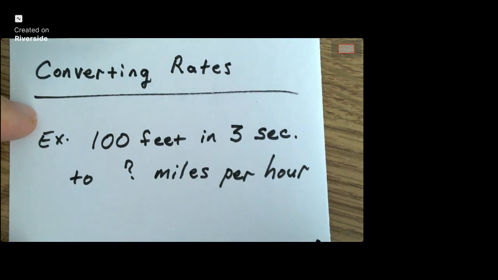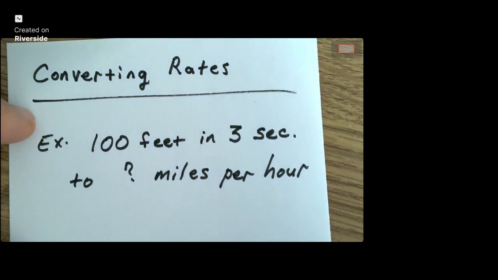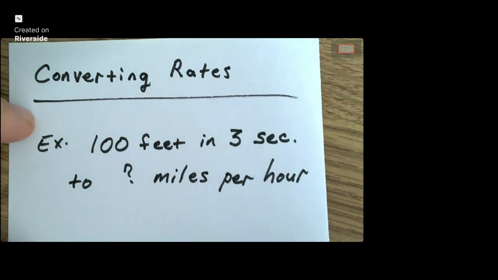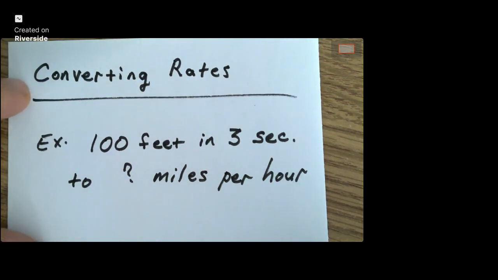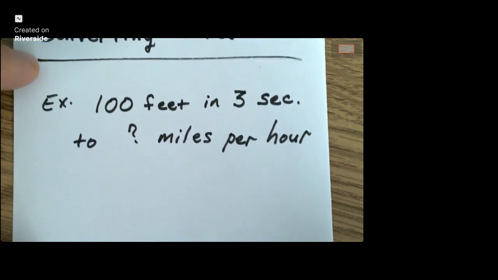In our problem here, we have 100 feet in 3 seconds. So say maybe you ran 100 feet, measured out distance, 100 feet, and it took you 3 seconds. But we want to figure out how fast that is in miles per hour. So we're going to convert a rate, and it's a very simple process. I'm going to use just simple canceling out units to get us there. So let's take a look.